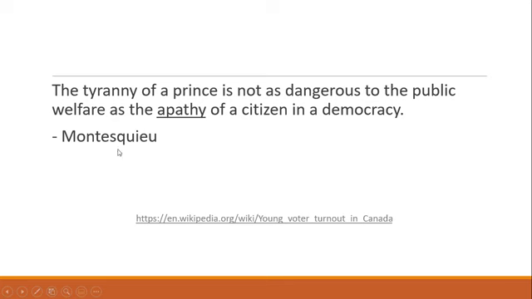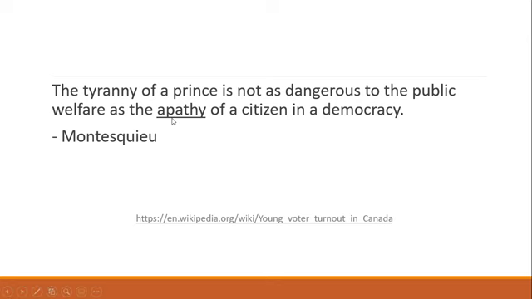He had this pretty important quote. He said, "The tyranny of a prince is not as dangerous to the public welfare or the public well-being as the apathy of a citizen in a democracy." Apathy means that people don't care. So think about people that you know. How many of them actually pay attention to what our government is doing on a regular basis? And how many of them say, "Oh, you know what, I don't care about the government. I don't like to pay attention to what the government is doing because that's boring." That is called apathy.